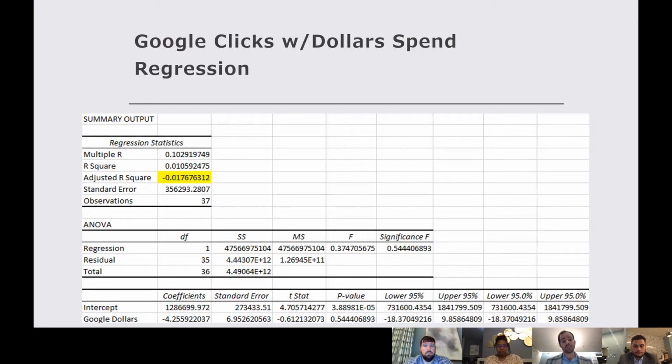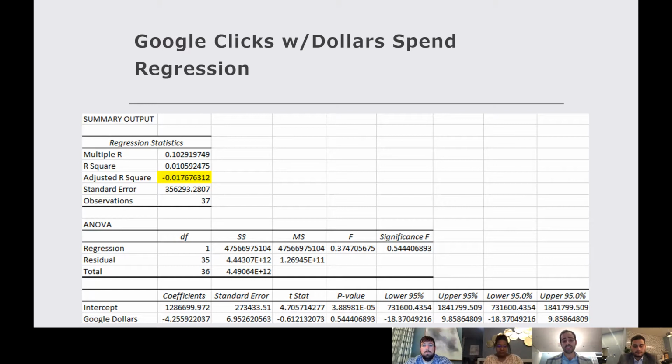Looking at this simple regression, we're surprised to see such a low R-squared. That basically means that if you're throwing a lot of money at Google Ads, it doesn't necessarily translate into more clicks. So we're going to have to add more explanatory variables, as we'll discuss in the next couple of slides. But you see our R-squared is really low. It's about 1%. We had 37 observations, so we had a sizable sample.